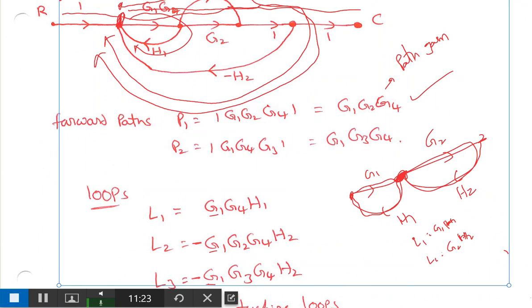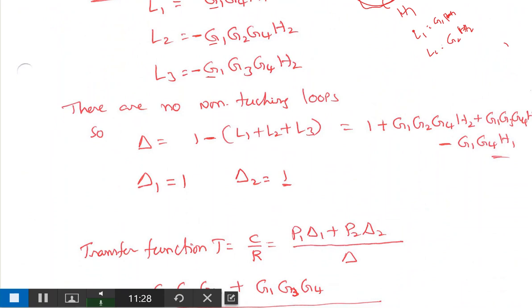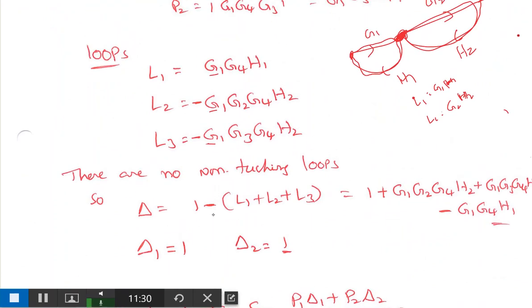Okay, coming back to our original example, here is the example. So delta equals 1 minus (L1 plus L2 plus L3). Now say for example there are 2 non-touching loops. If L2 and L3 are non-touching, then you would add L2 times L3; in this case it's not true. We'll talk about it when we go to the next example.